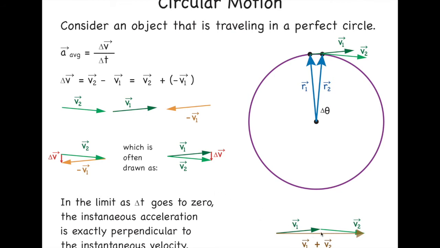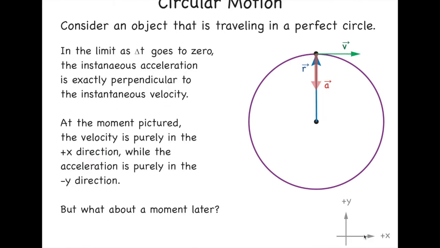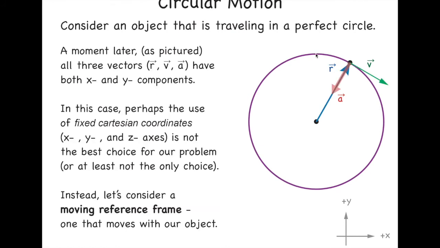The sum of the two, which we use to define the average velocity, continues to point to the right. So in the limit of delta t going to 0, the instantaneous acceleration is exactly perpendicular to the instantaneous velocity, with a pointing down and v pointing to the right. And we've now closed up the angle so much that basically it all refers to this one spot right here at the top of the circle.